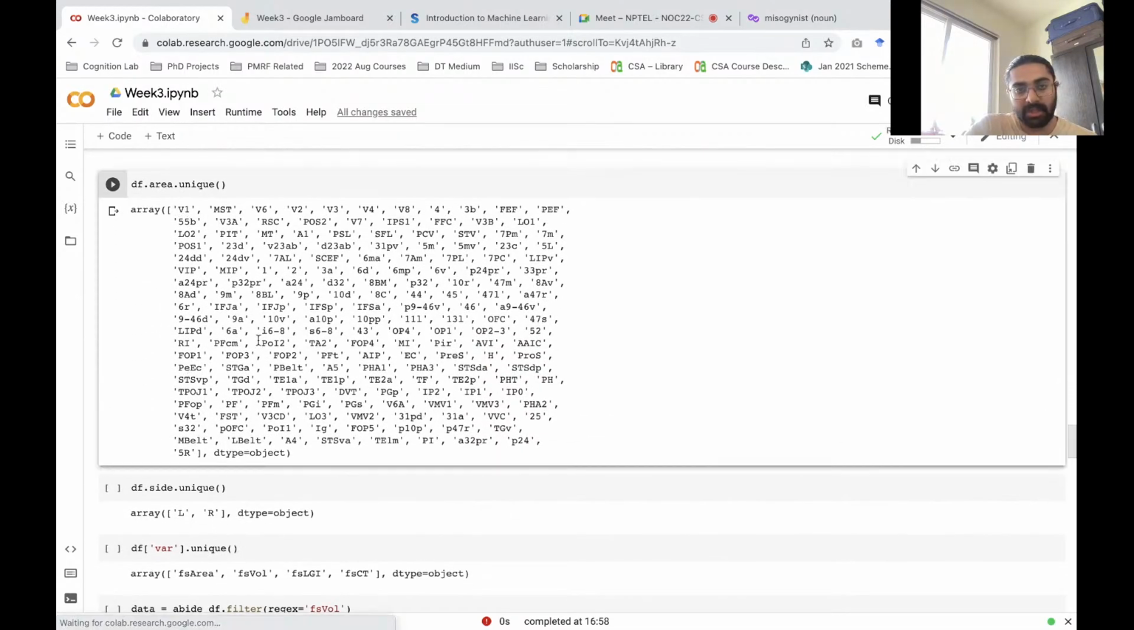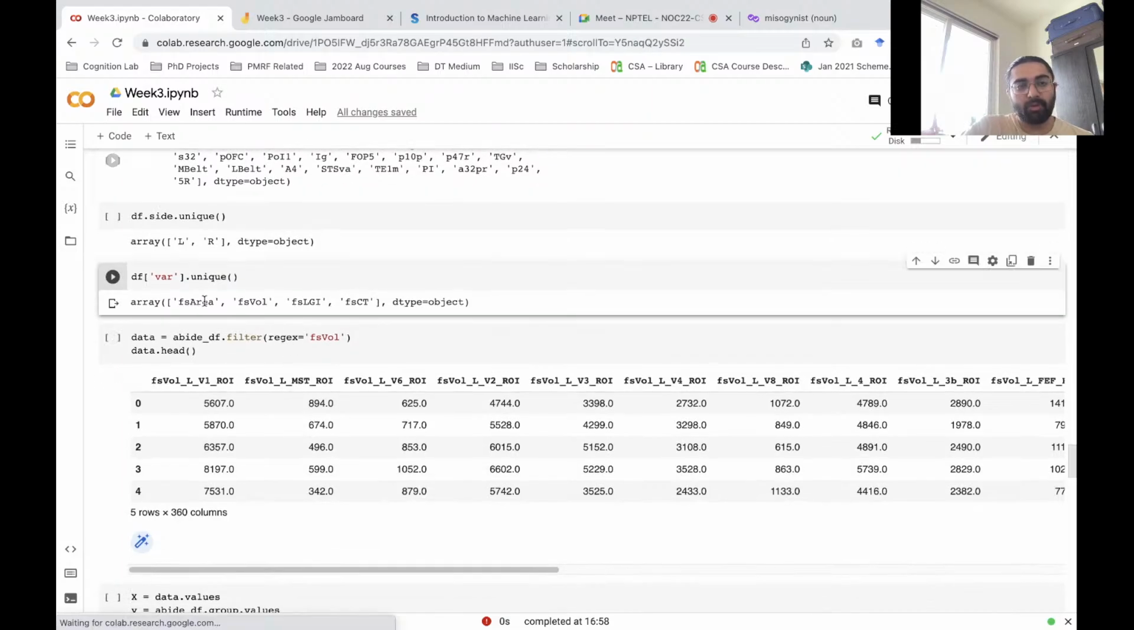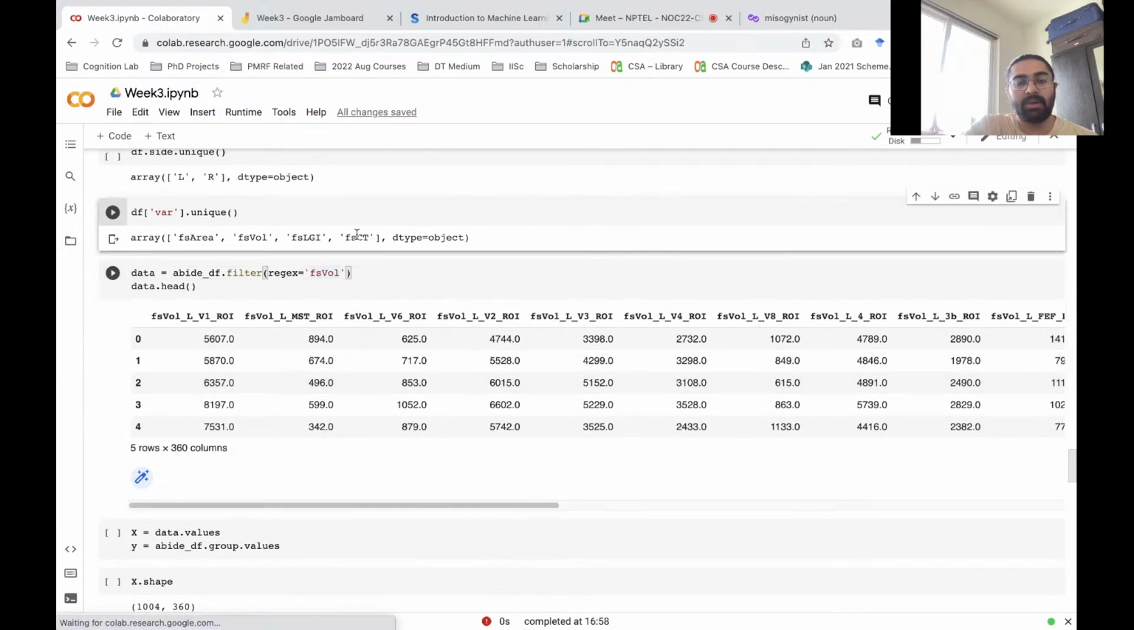So these are the areas of the brain in some sense, right? Your V1 is basically your visual cortex, the primary visual cortex, which is at the back of your brain. And then you have V2, V3. We have FEF, which is an area called the frontal eye field, which controls the eye movements, and so on. And then we have the side, which hemisphere the area belongs to, left and right. And then you have these four variables: the surface area, the volume, the LGI, and the cortical thickness.